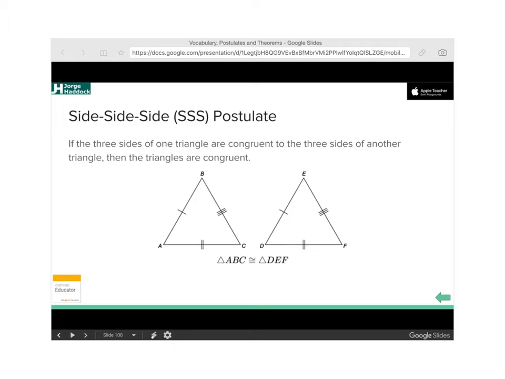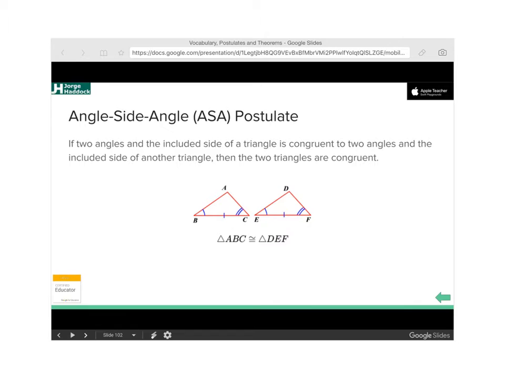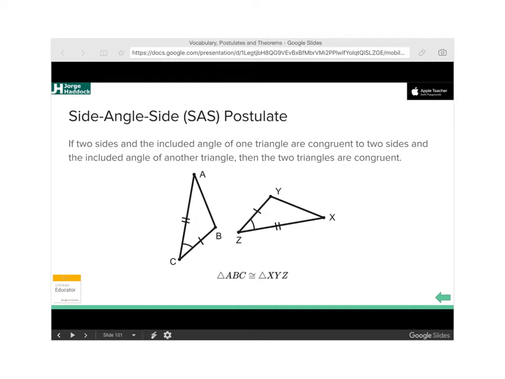And this one states that if the three sides of one triangle are congruent to the three sides of another triangle, then the triangles are congruent. My next one is the side-angle-side postulate, right? If two sides and the included angle of one triangle are congruent to two sides and the included angle of another triangle, then the two triangles are congruent.